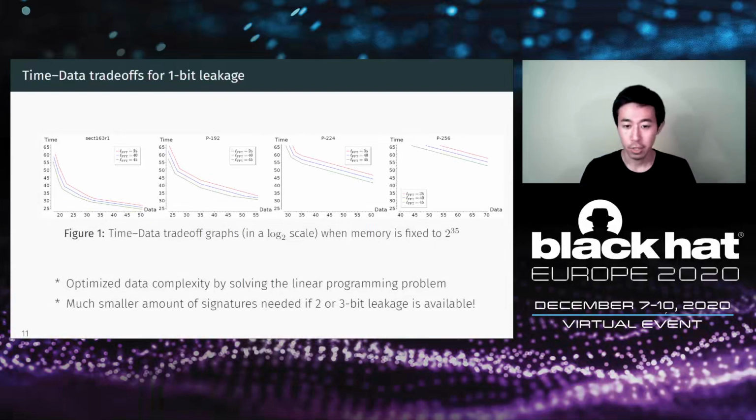Also, even though I focused on 1-bit leakage case, in the paper we also gave analysis for even more general 2 or 3-bit leakage cases. And we actually show that much smaller amount of signatures are needed to attack 2 or 3-bit leakage cases.